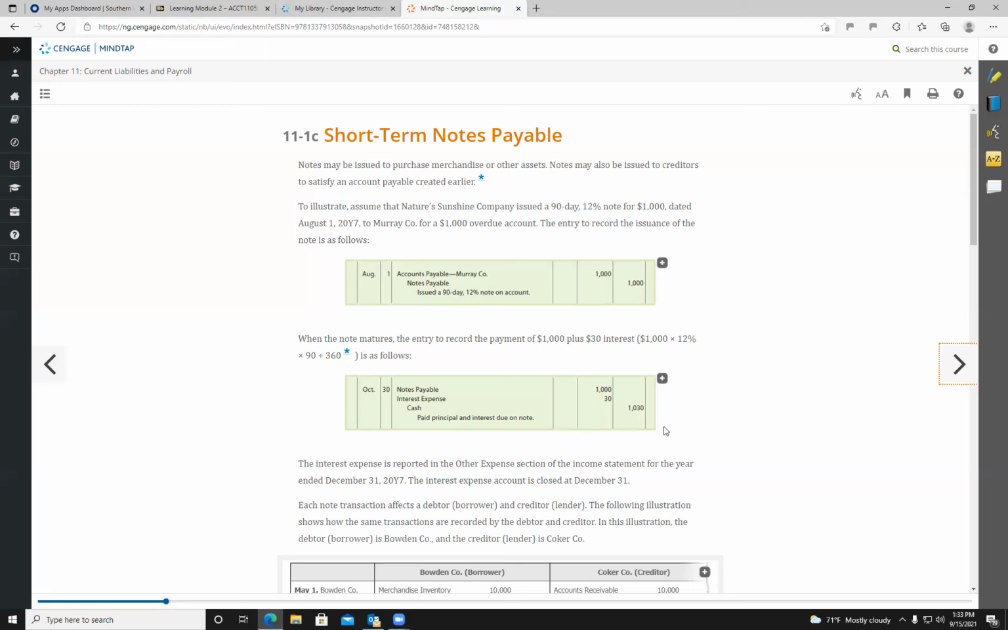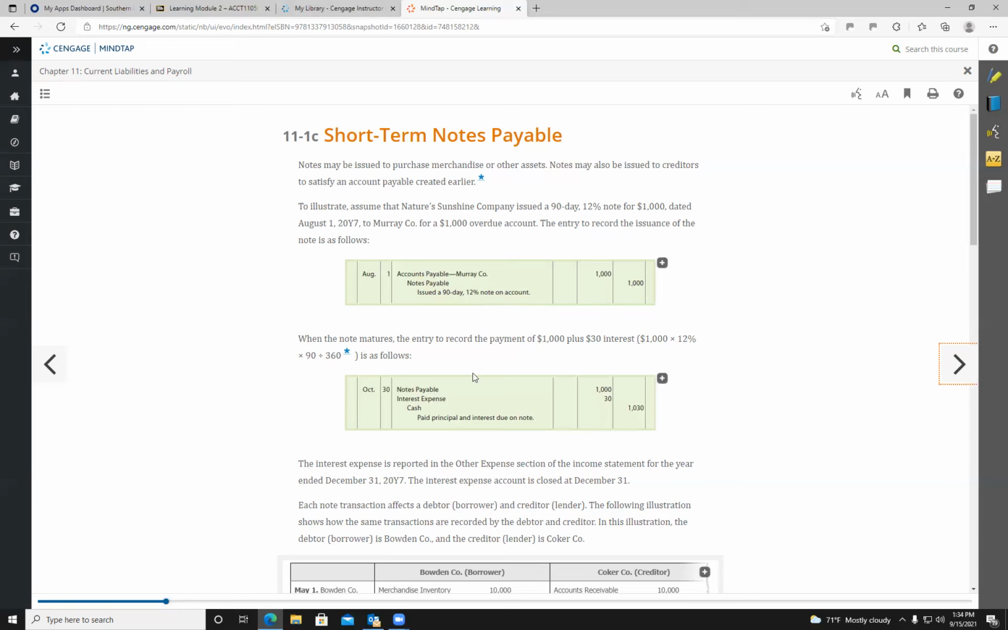So to reverse it out of accounts payable, we're going to debit accounts payable. You see here in the first journal entry transaction example, that's exactly what they did. They debited the accounts payable for Murray Company of $1,000. Then they're going to set up the notes payable portion of it. And again, it's still a liability. It's a current liability, so we're going to set that up as a credit. So we've just moved it from accounts payable to notes payable. And we put down here in the description the terms of the note. It's a 90-day note at 12% interest.